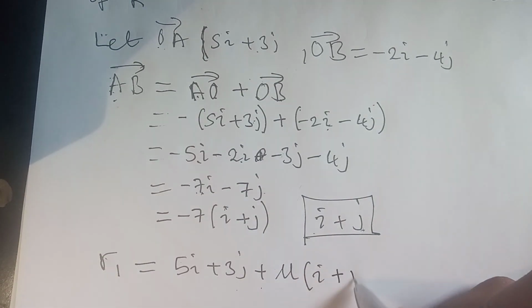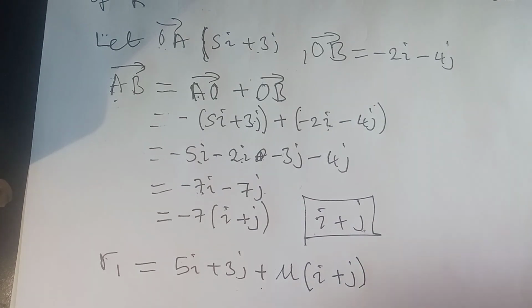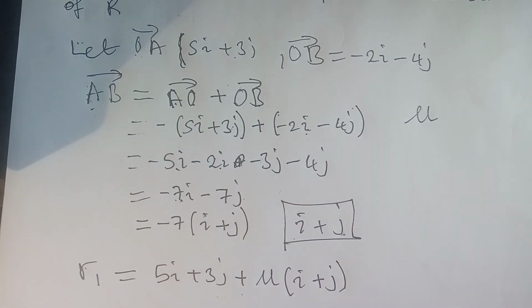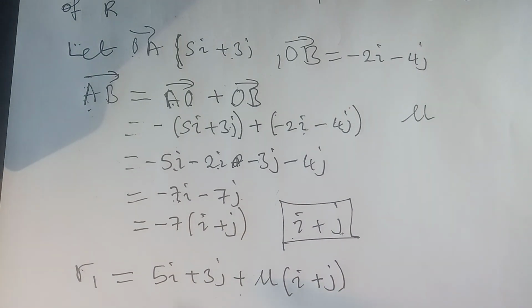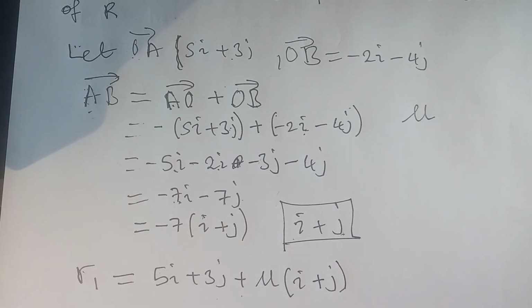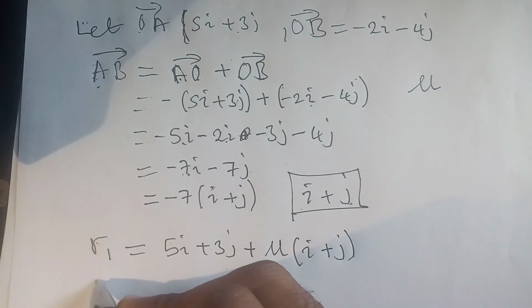Some people call it mu, others mu, but the Greek version of it is mu. This is the letter M in Greek. So this is our second equation. All we need to do is solve the 2 equations simultaneously.